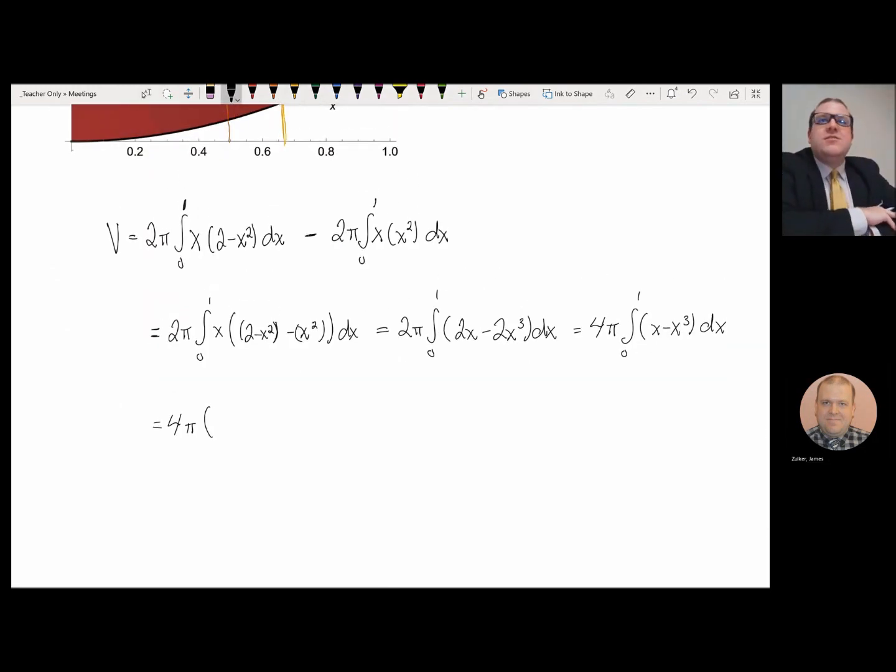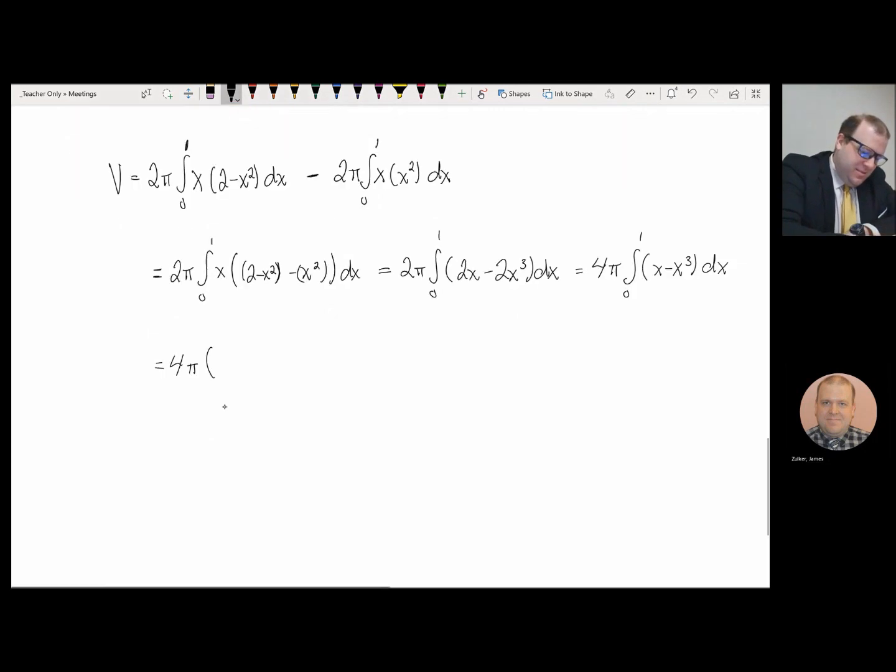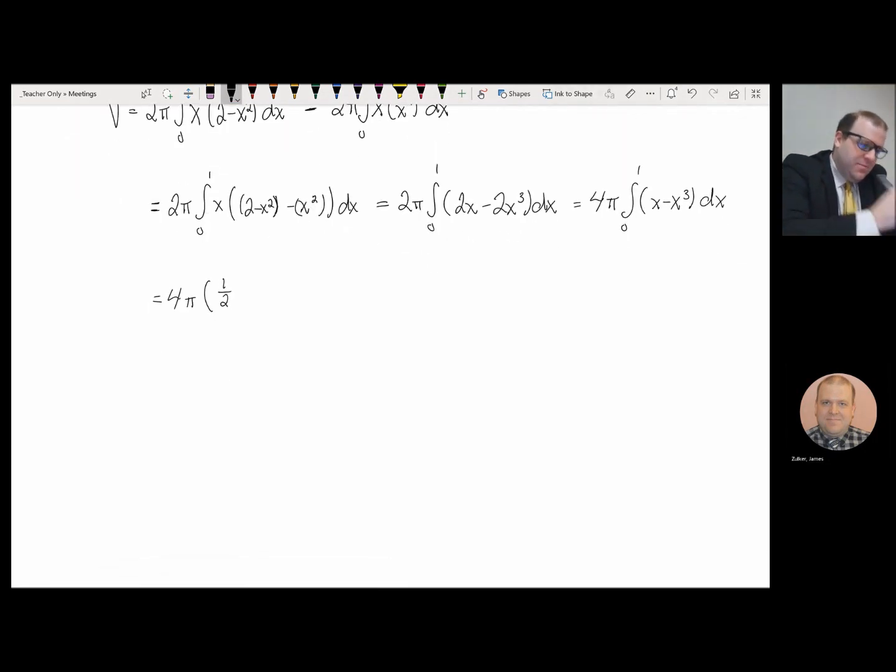All right, so we have to evaluate this. The integral of x from 0 to 1 is just 1/2, isn't it? It's x squared over 2 from 0 to 1. And then minus the integral of x cubed from 0 to 1. It's just a quarter.